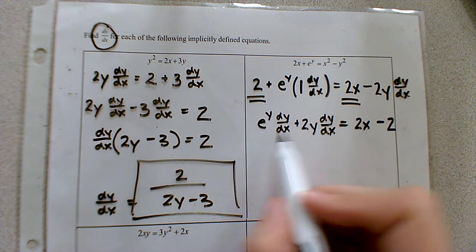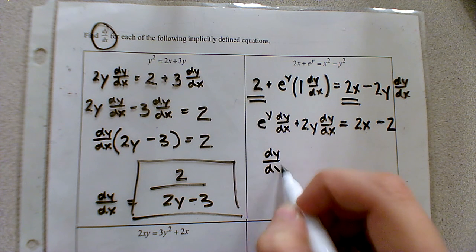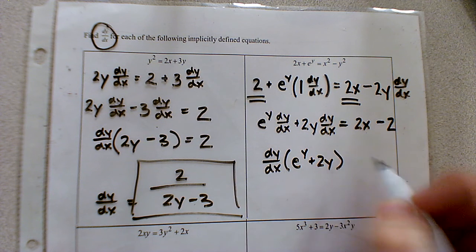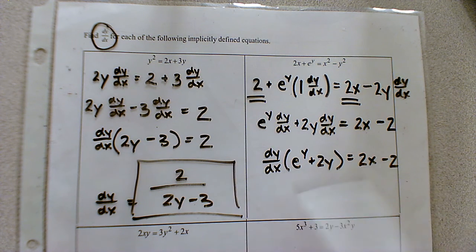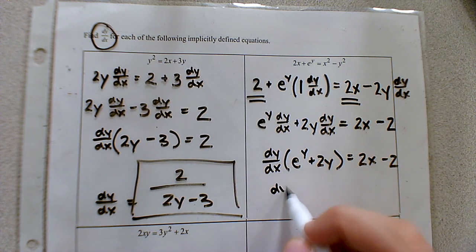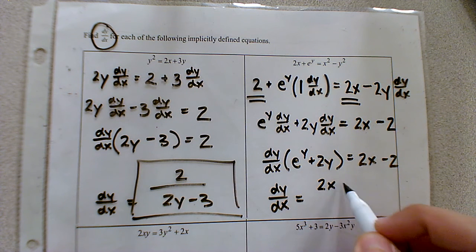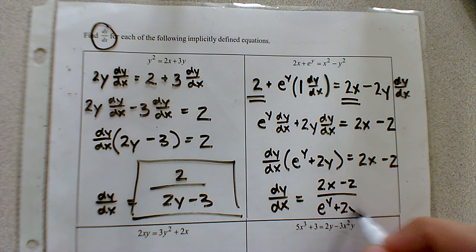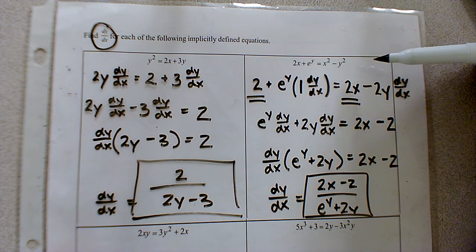And now that the derivatives are on the left-hand side, we can factor out that dy over dx notation, since it's a GCF. And again, that's kind of the magic step, because we go from having 2 derivative notations down to 1. And now that we just have 1, we can solve for it by dividing e to the y plus 2y to the other side. So 2x minus 2 over e to the y plus 2y. All right, so there's our derivative for this implicit equation.